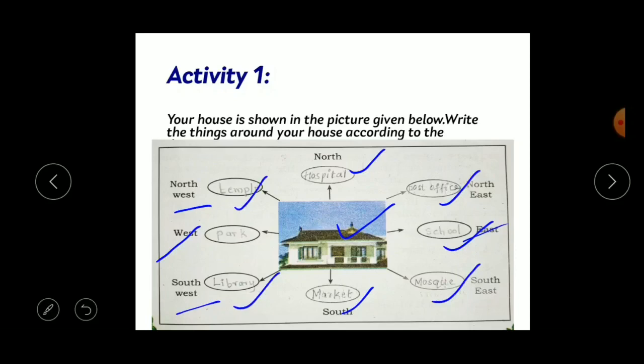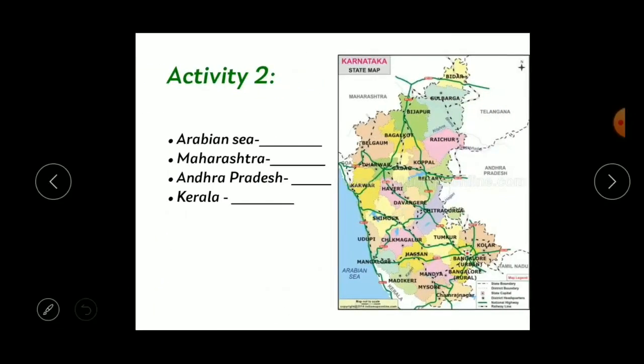Okay children, now let's move to another activity. So children, here, what is this? Can you tell me what this is?